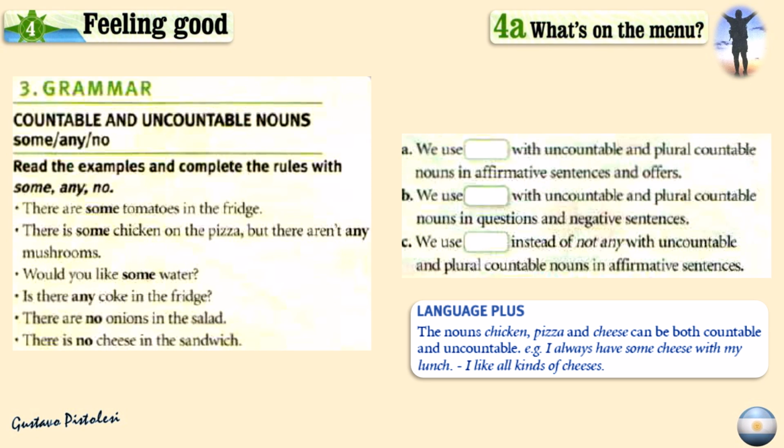A. We use some with uncountable and plural countable nouns in affirmative sentences and offers. B. We use any with uncountable and plural countable nouns in questions and negative sentences. C. We use no instead of not any with uncountable and plural countable nouns in affirmative sentences.